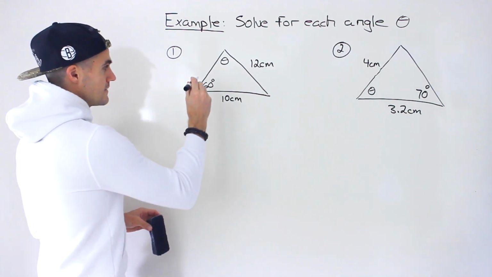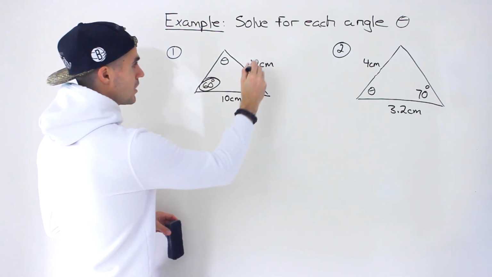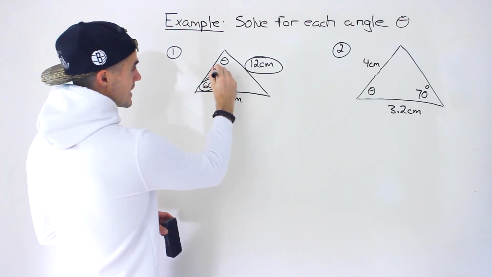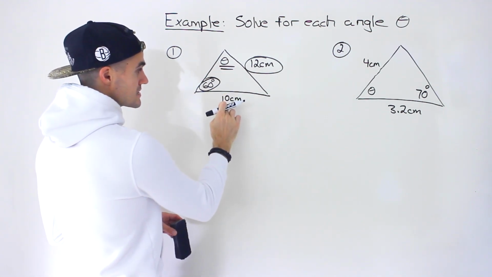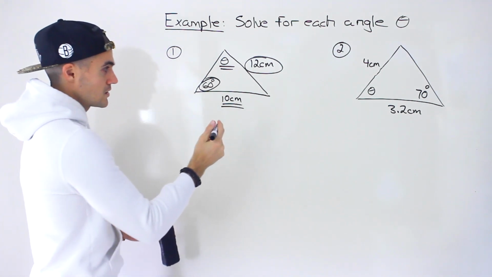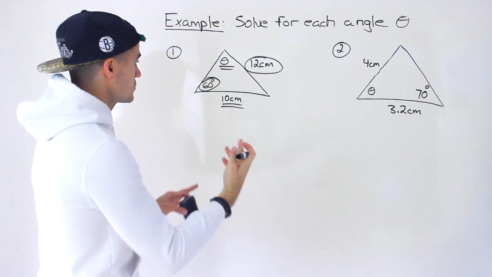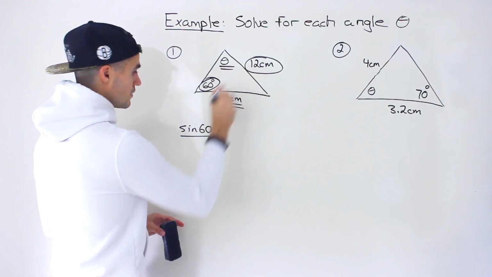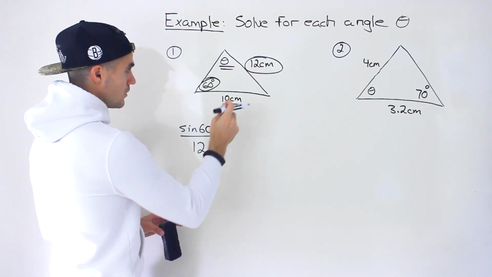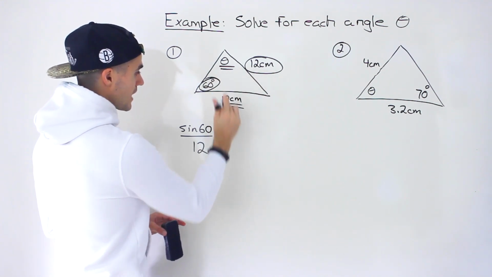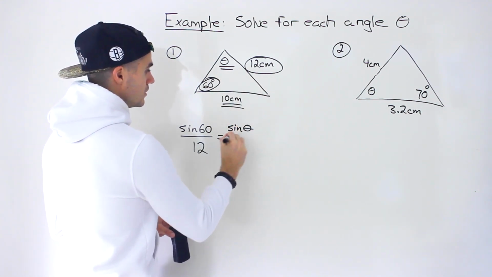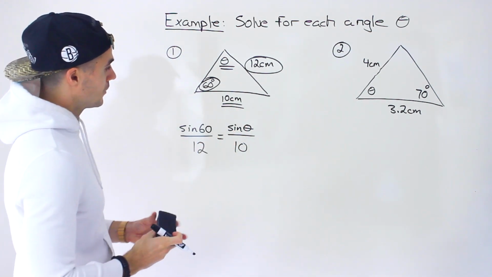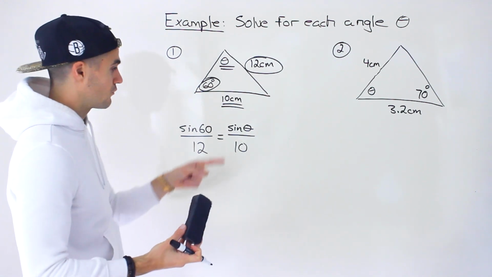Notice that in this case we have the angle 60 degrees and its opposite side of 12 centimeters, and then we have the angle theta that we're solving for and its opposite side, which is the 10 centimeters. And so we can set up ratios. We can go sine of 60 over the opposite side, 12, is equal to sine of theta, the angle that we're solving for, over the opposite side, 10. Now notice we end up with an equation with one variable to solve for, theta.